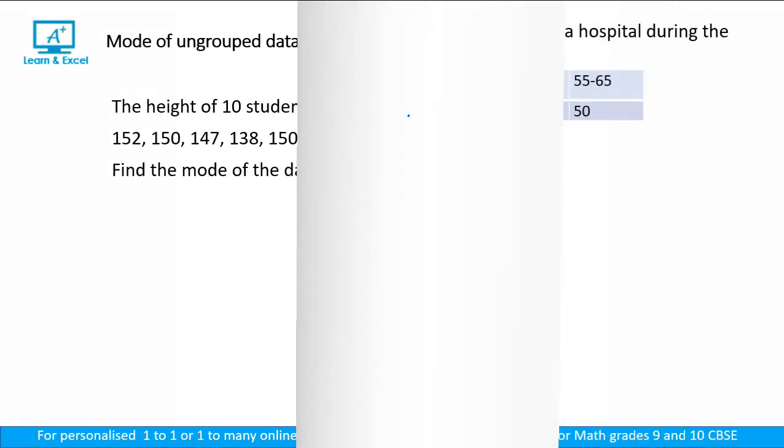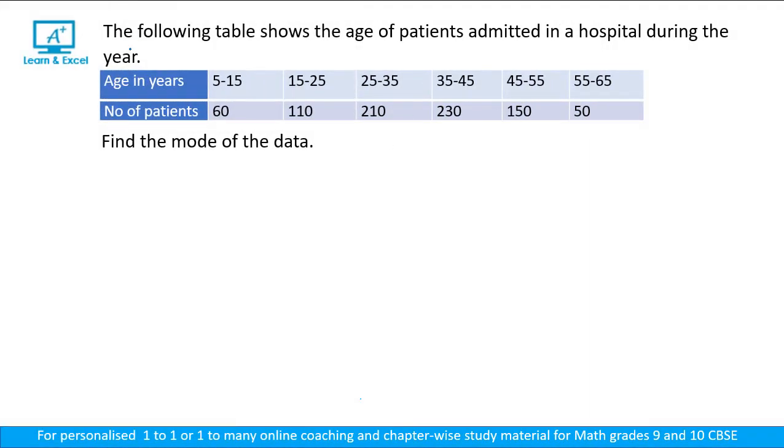Now let us find the mode of grouped data. Here the table shows the age of the patients admitted in the hospital during the year. We have to find the mode. We cannot find the mode by just looking at the frequency, but for finding the mode, we will use a formula. Mode equal to L plus F1 minus F0 upon 2 F1 minus F0 minus F2 into H.